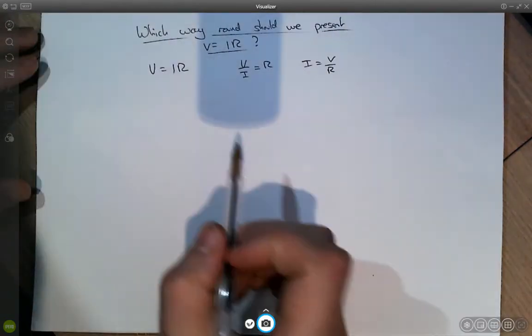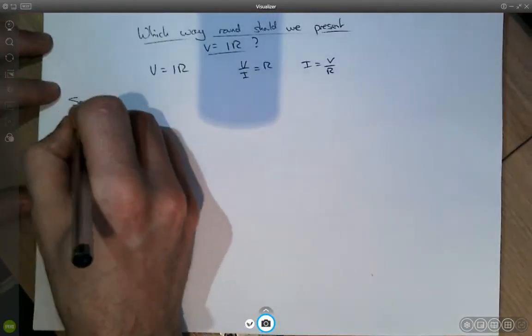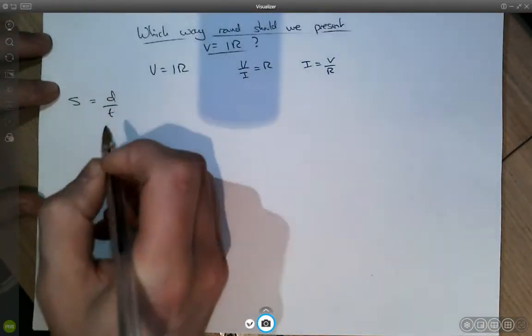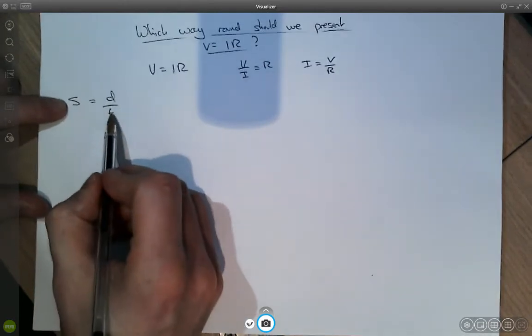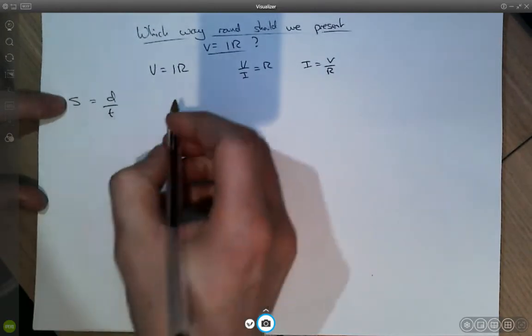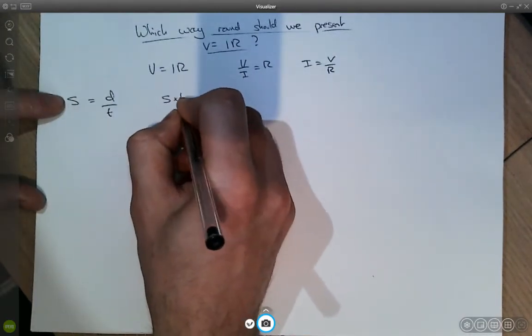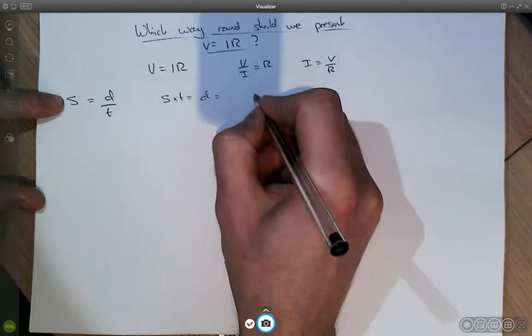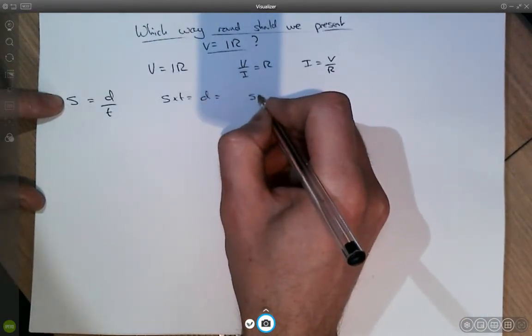So before we answer this exact question, I'm just going to talk about a more general point, which is the same question for this formula. Which way round should we present speed as distance over time? Should we present it this way? Should we present it this way? Or should we present it this way?